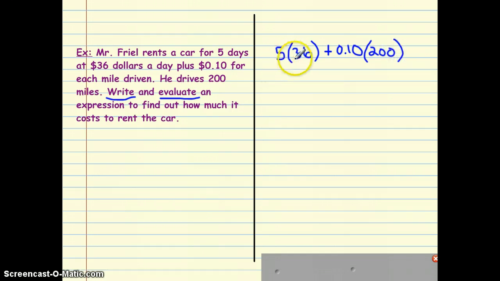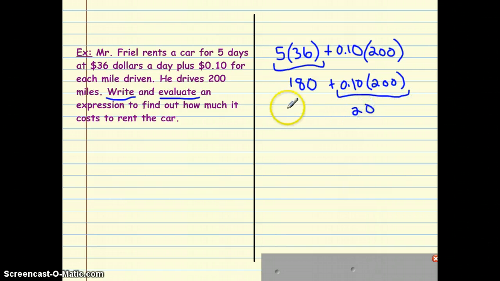And 5 times 36 is 180 plus 0.10 times 200. I should have just done that in the same step. That's okay. 10 cents times 200 is 20. So in total, it cost us $200 to rent the car, technically speaking.